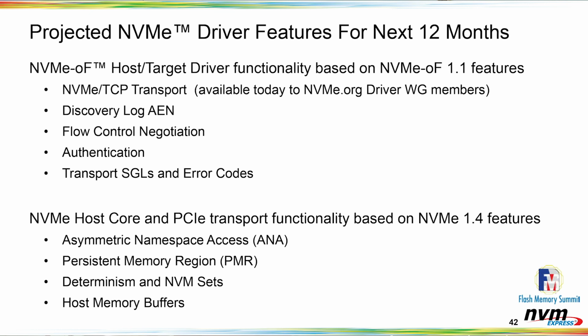As far as the NVMe host core and PCIe transport functionality, based on some of the 1.4 features that are happening, there's asynchronous namespace access. This applies to both PCIe and fabrics. Persistent memory regions are really more for PCIe transport. Determinism and NVM sets, that were mentioned before, are common across both PCIe and fabrics. And then host memory buffers are more for PCIe.